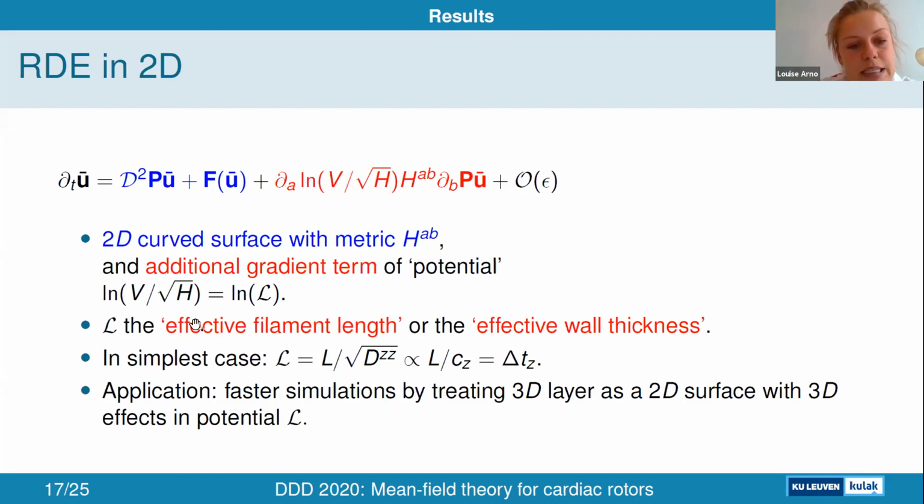And the main reason for this is that in the simplest case, L is given by the traveling time along the thickness of the heart wall. Now, why is this important? When we do some simulations, we can treat the 3D layer as a 2-dimensional surface for which the 3D effects are captured by this potential, and this will go faster.